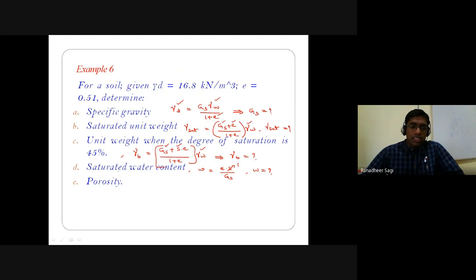Next, what we need to calculate is the porosity value. Porosity I can write as e by 1 plus e. Once the void ratio of the soil is known, we can substitute into this expression to get the porosity value of that particular soil.